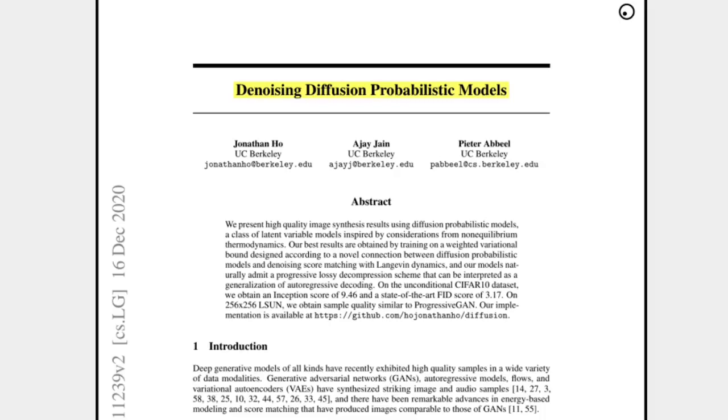So here they present high quality image synthesis using diffusion probabilistic models. We will come later to what this means. And so here they claim to have, on the CIFAR 10 dataset, an inception score of 9.46 and a FID score of 3.17. And so they claim to obtain sample quality similar to progressive GAN. For those who have heard about GANs a bit before, progressive GAN was a new architecture proposed by NVIDIA. From memory, it should be around 2017.